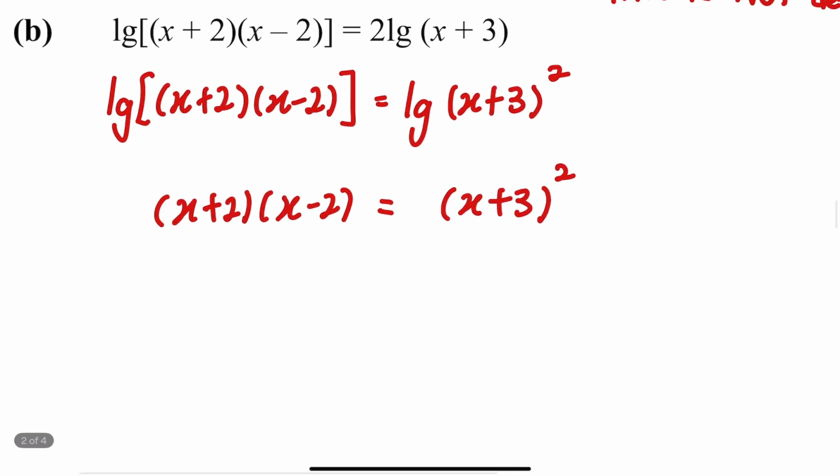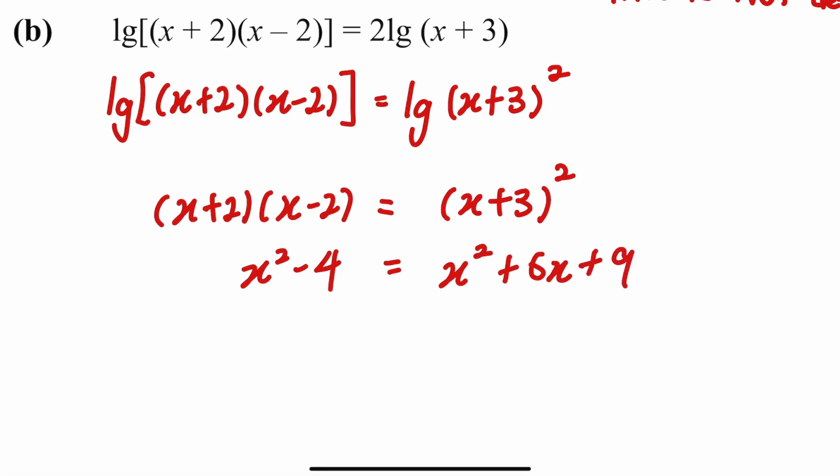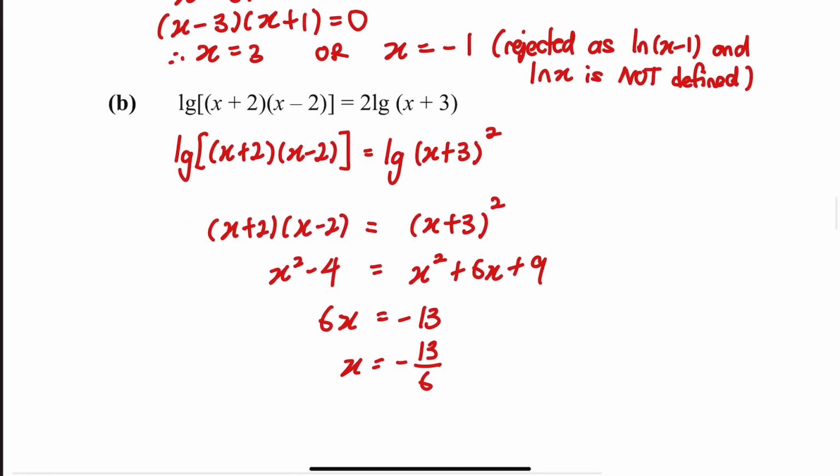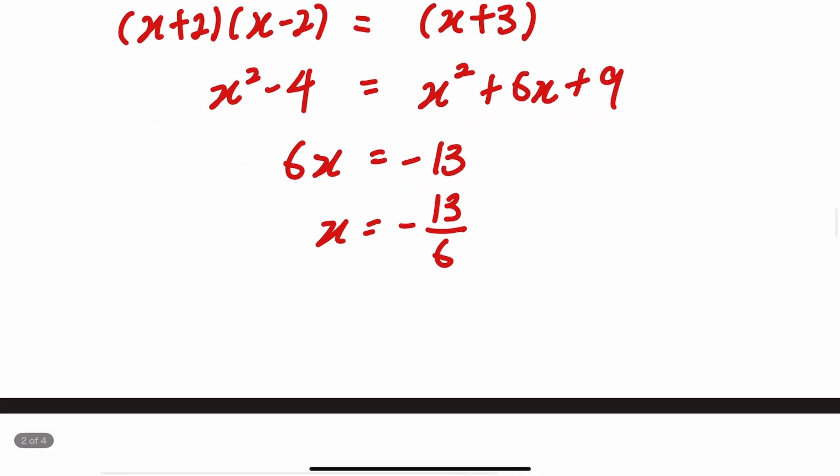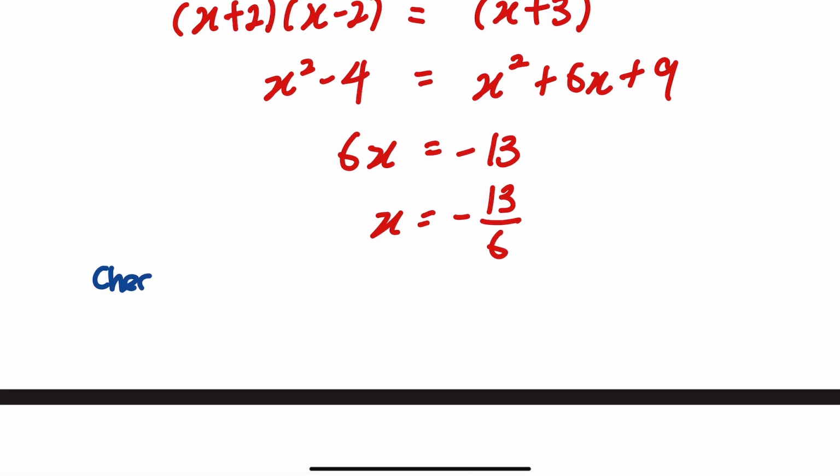By expansion, I'll get x squared minus 4 equals x squared plus 6x plus 9. Therefore, by solving, I will simply get 6x equals negative 13. Therefore, x is equal to negative 13 over 6. Then we check for validity over here. Check valid. I substitute in. Maybe I can write a side working at the bottom.